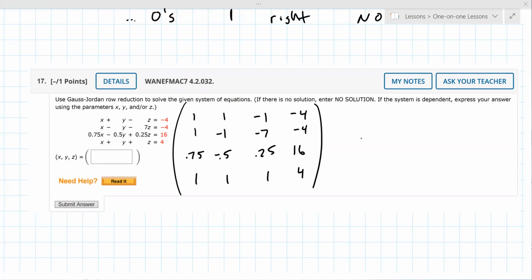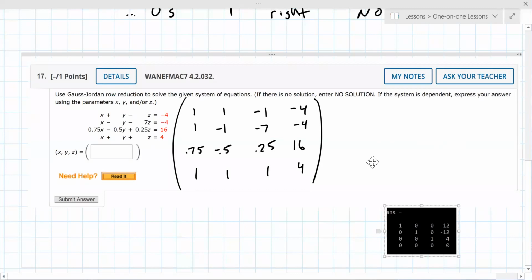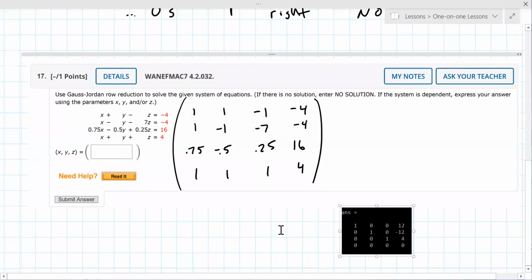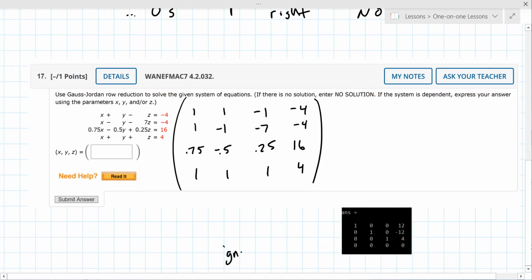So when I enter this in the calculator, you get this row of zeros, but because you have 3 variables, you're going to get a row of zeros in there. So you actually just ignore the last row in this case. Ignore the bottom row. You can just put a line through it, and then this top one means that x equals 12. This middle one means that y equals -12. And this last one means that z equals 4.